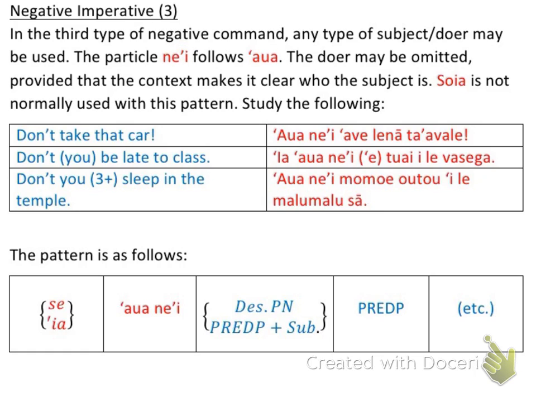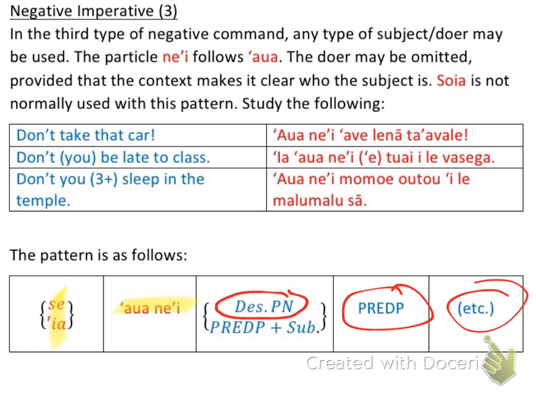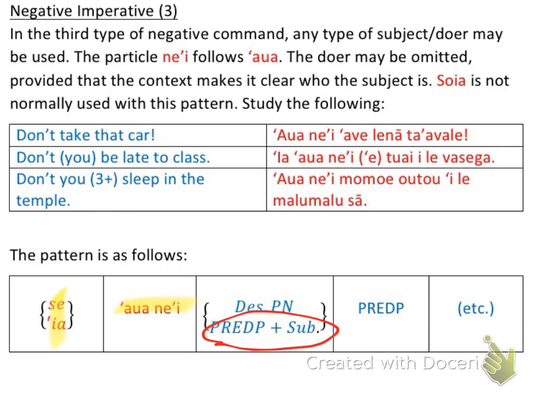So I'm just going to go over the pattern real quick. Again, I can use one of those markers, and then the awa ne'i comes, and then I can have one of two ways. I can do the descriptive pronoun, predicate phrase, and then whatever comes after, usually a prepositional phrase, or I can do the predicate phrase, so that would take that out, then my subject, which is usually going to be an emphatic pronoun or some name of person, so a noun, and then etc. So that can happen one of two ways.